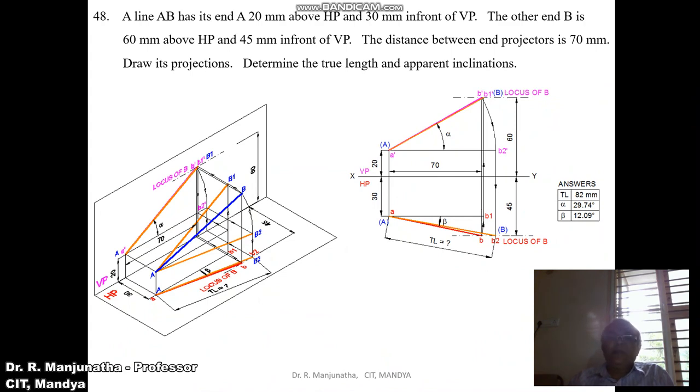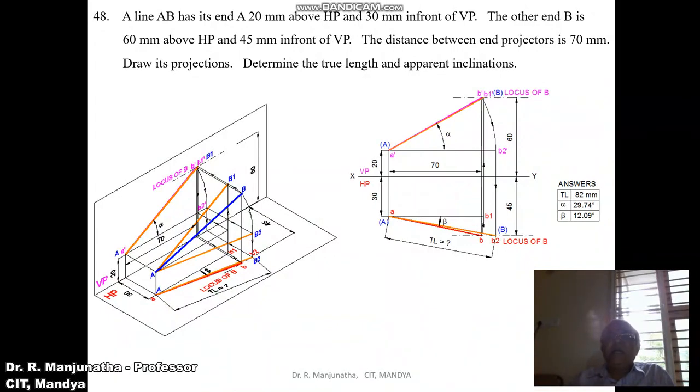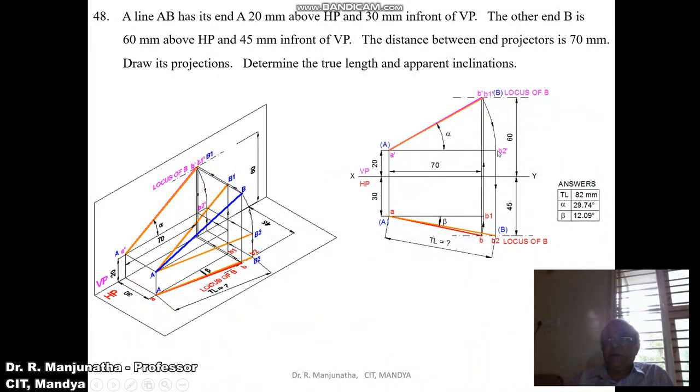Now similarly, we need to find the true length in HP. To find the true length in HP, make the line which is inclined to HP parallel to HP. To do that, with A dash as center, by using the compass, you measure the radius of A dash B dash. You rotate it such that B dash is above HP by 20 mm and A dash is also above HP by 20 mm. That means the front view line is made parallel to XY. Once you make the front view line parallel to XY, its corresponding top view will be in true length.